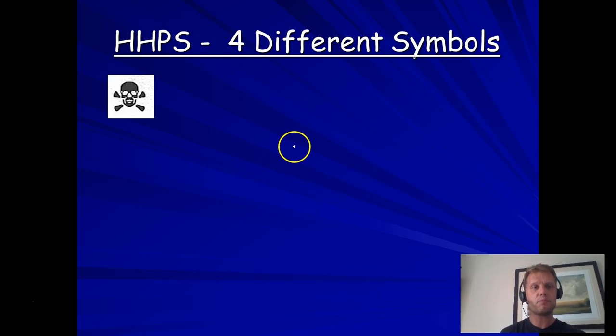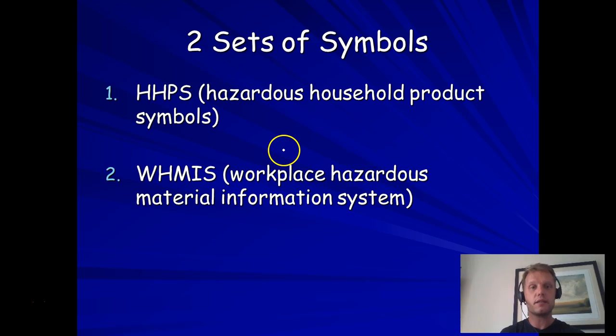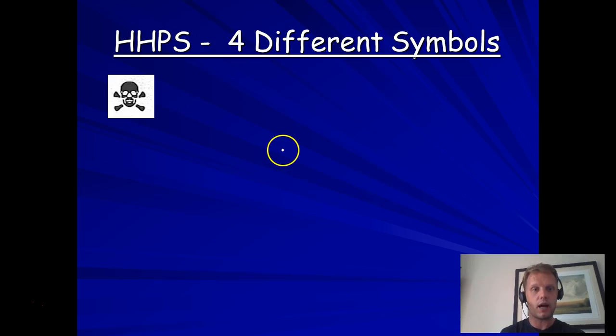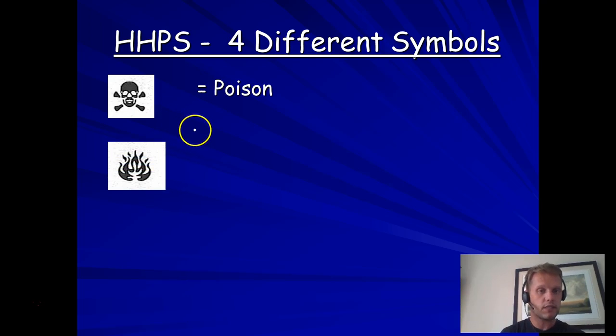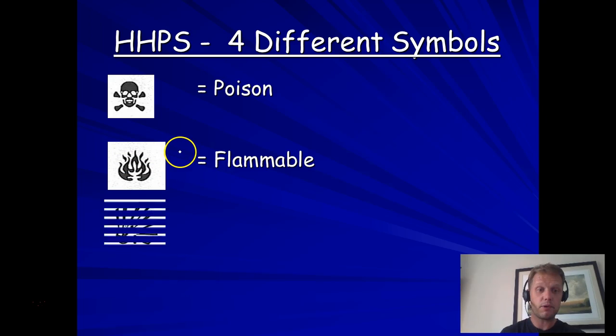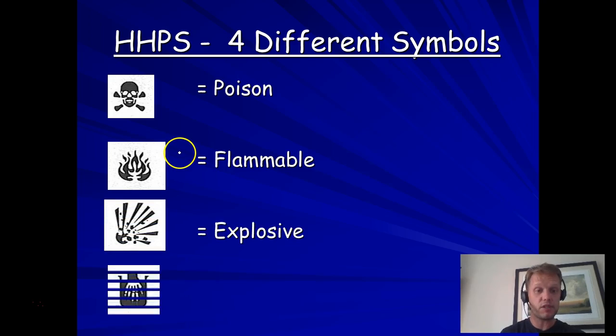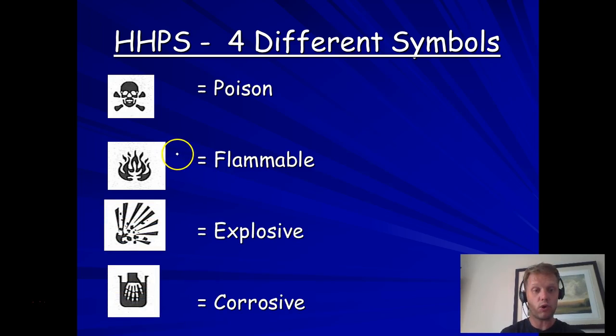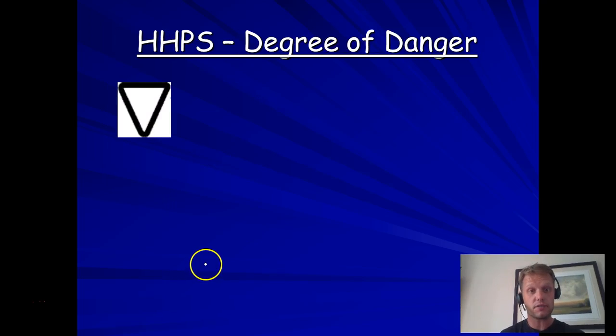So in HHPS, which you've seen before, these are the household product symbols. If you look at this, you've seen that one before. That means poison. You've heard this one before, and this probably means flammable. We have explosive, and we have corrosive. Corrosive means that it can eat away your tissue, and you definitely want to wash your hands if you got something corrosive on them.